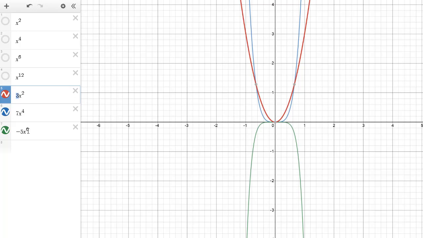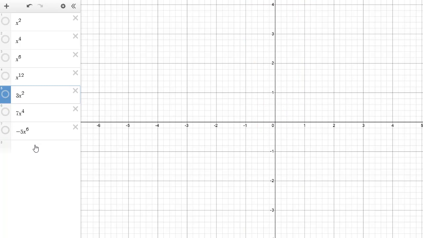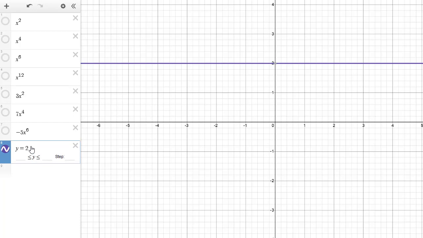Okay? So now that we have proved that to ourselves, let me turn these off. And let me ask you about a function that we're very familiar with, that we've used a lot, and that is y equals 2. Is that symmetrical across the y-axis? Is it a mirror image?